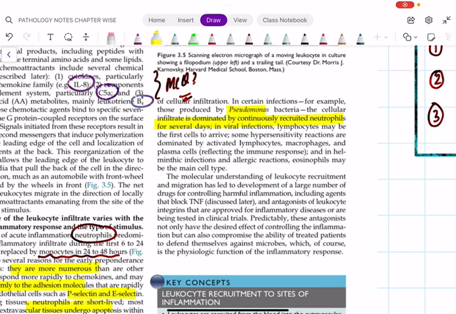And similarly, in viral infection, neutrophils won't come first. Instead, lymphocytes will come first. These are the two exceptions to the normal rule. Normally, whenever there is an inflammation, first neutrophils will come. 24 hours after, macrophages will come. In Pseudomonas, neutrophils will persist for several days. In viral infection, lymphocytes only will come first.